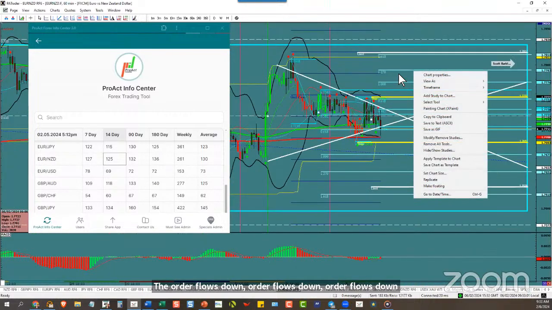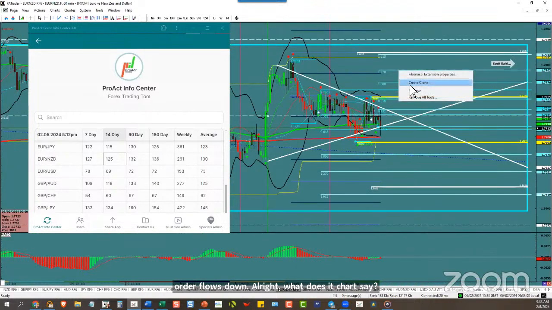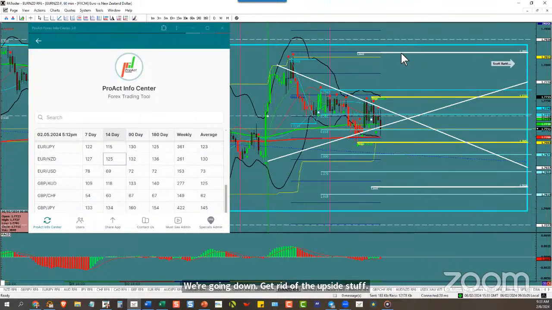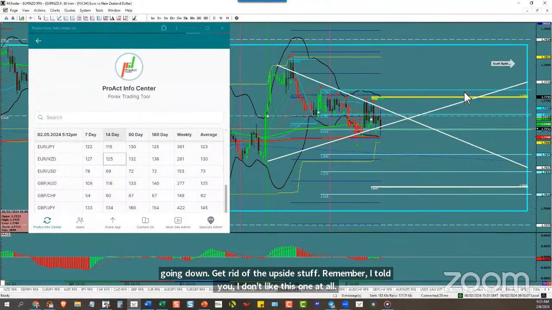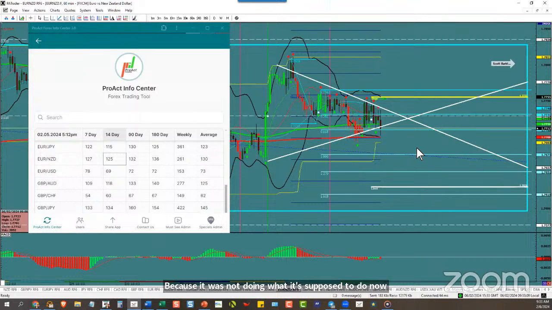Get rid of the upside stuff. Remember, I told you I wouldn't like this one at all, because it was not doing what it's supposed to do. Now it's doing what it statistically does. All right. I can trade this with entry orders. So the trade is right here.